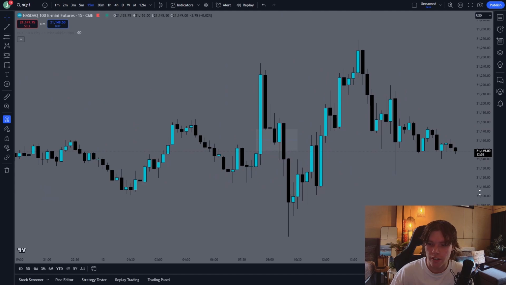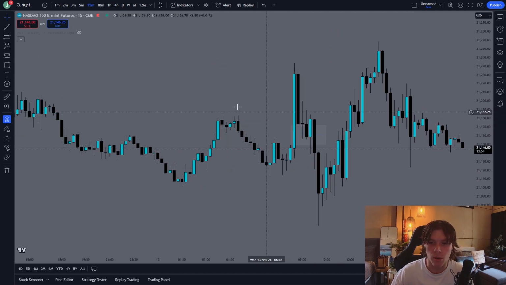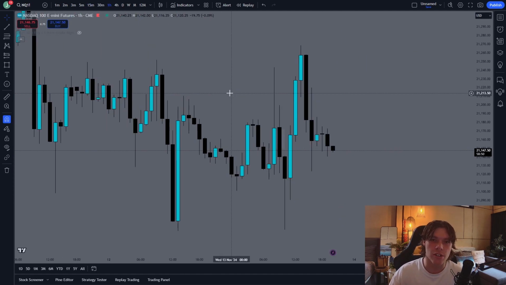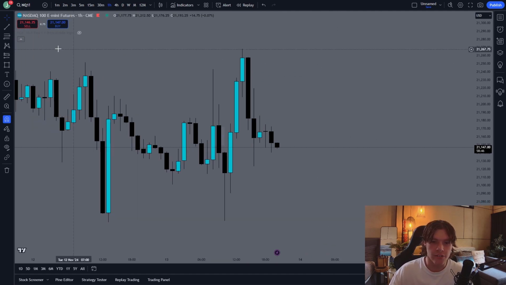But inversions of higher time frame fair value gaps seem to give a very good draw on liquidity in my opinion. And the higher the time frame you go, the stronger those confluences are going to be. But like here, for example, this is during the Asian session.